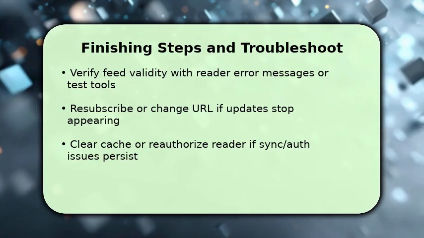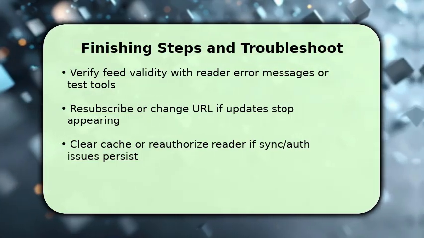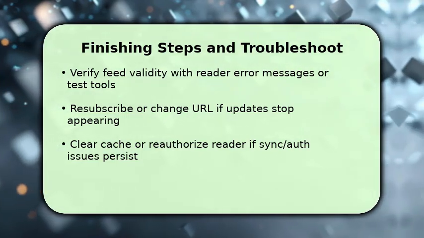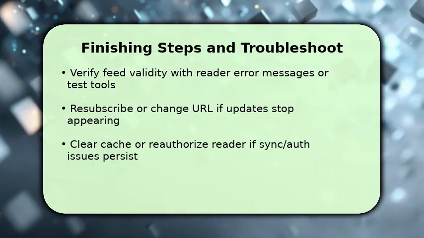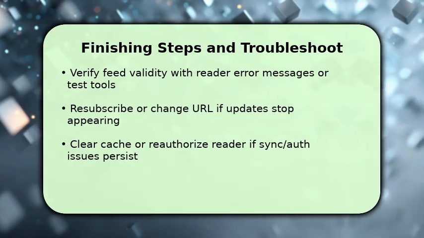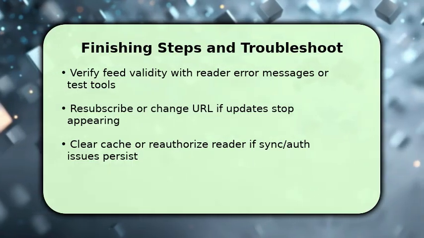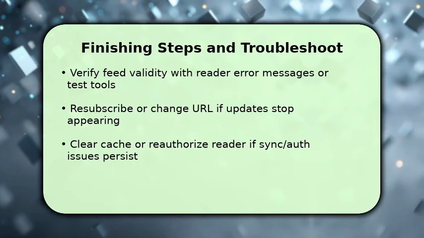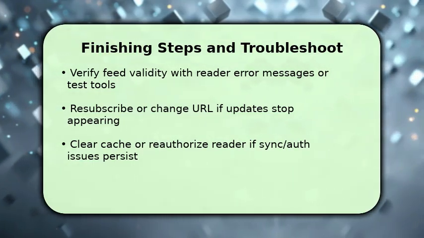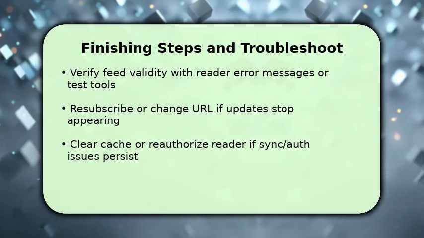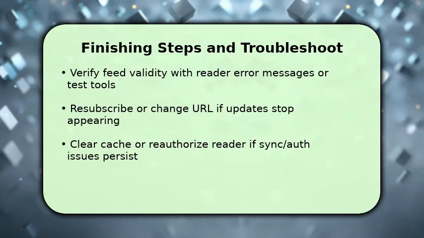If a feed stops updating, check the source URL for changes, then resubscribe with the corrected address. Make sure your reader has permission to access the internet and that any login-protected feeds use proper credentials. One key troubleshooting tip: if items aren't appearing, clear the reader cache and force a manual refresh. This resolves most sync hiccups and prevents stale entries from persisting.